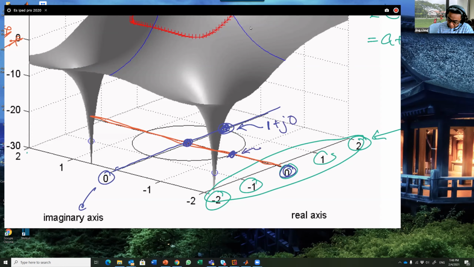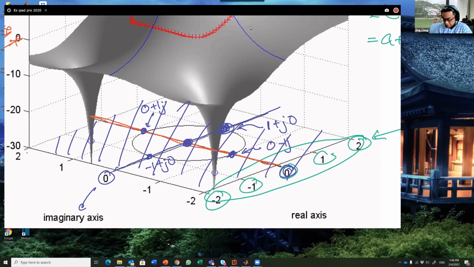What about this point? This point is 0 for real, minus 1j. What about this point? This point is 0 for real, plus 1j. And what about this point? This point is minus 1 plus j0. Okay, so now you can see where all the points are in the complex plane. We call this thing the complex plane.